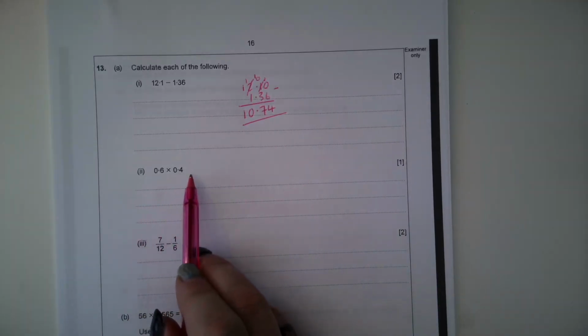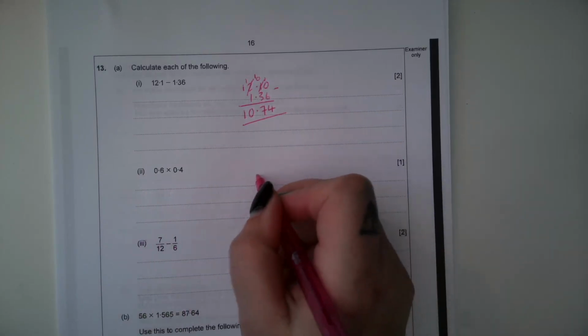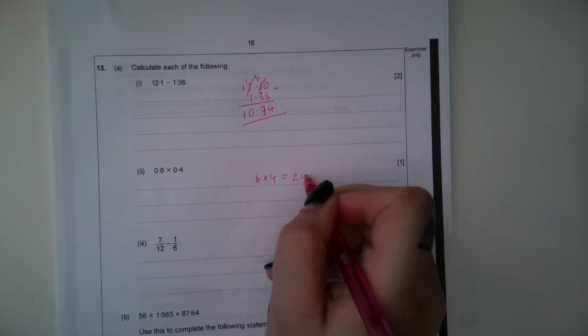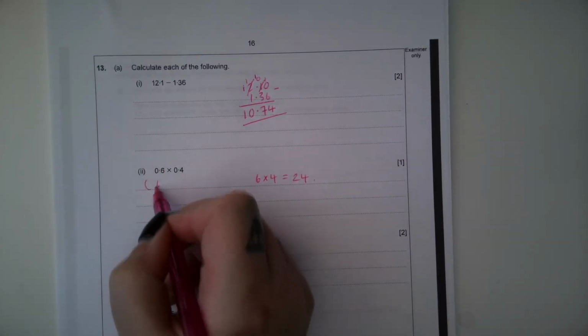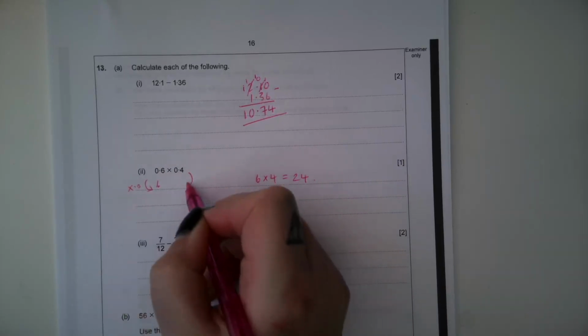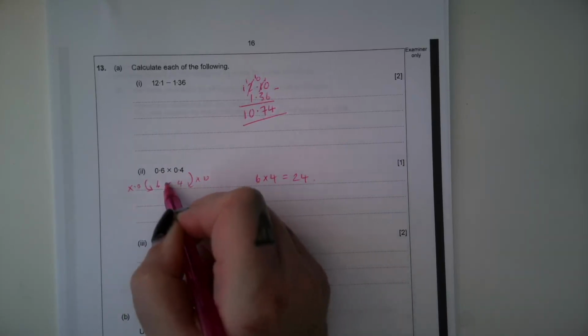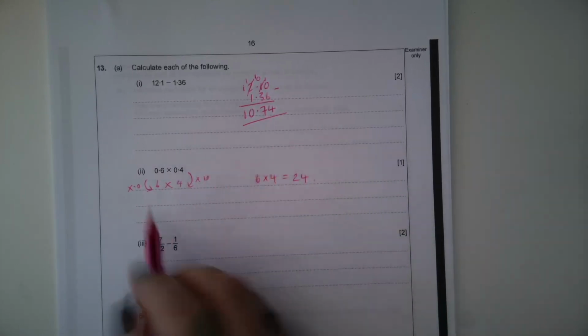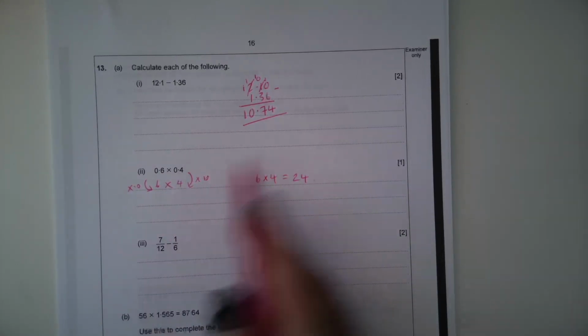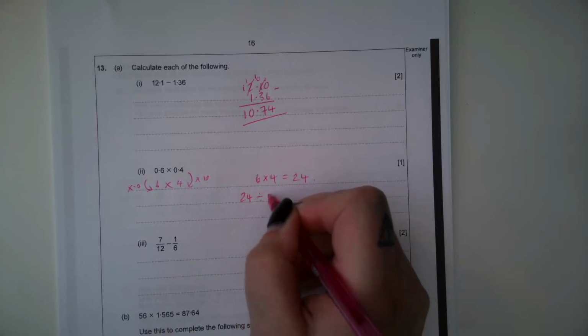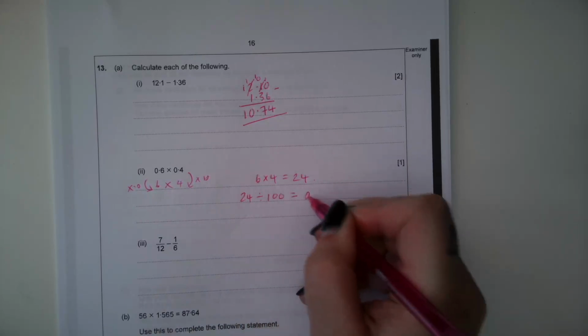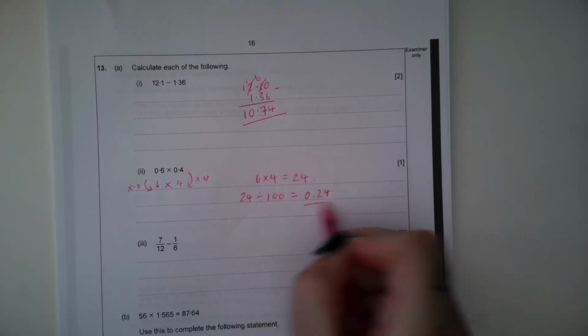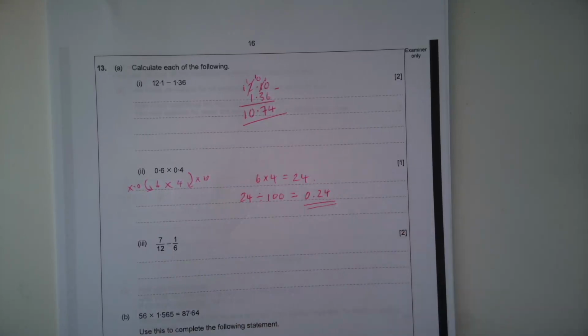Part 2, 0.6 times 0.4. So 6 times 4 is 24. That was times by 10, and that was times by 10 to make them whole numbers. So I need to divide by 10 times 10. So I need to do 24 divided by 100, which is 0.24, and that's my answer.